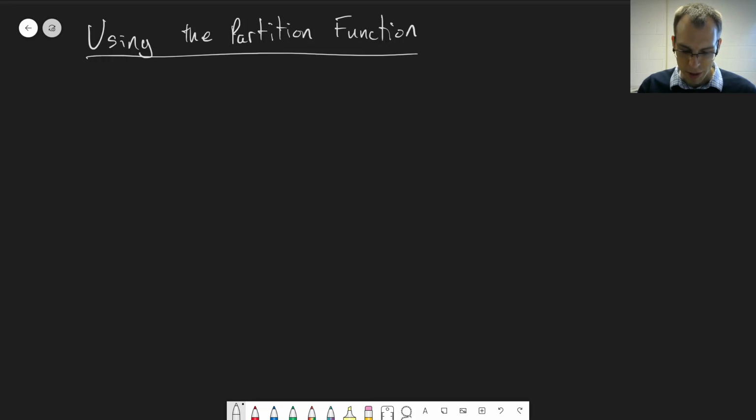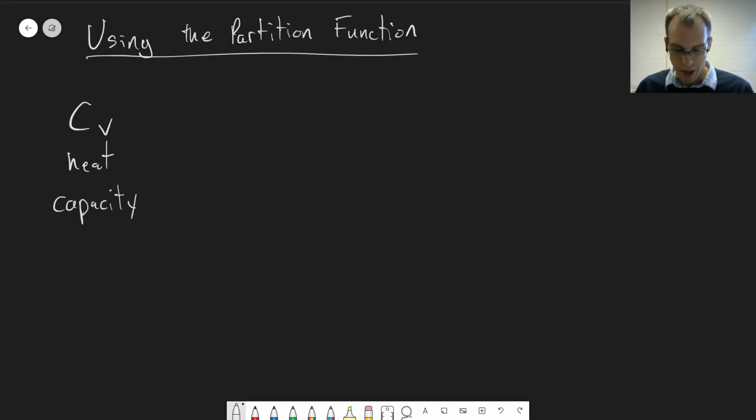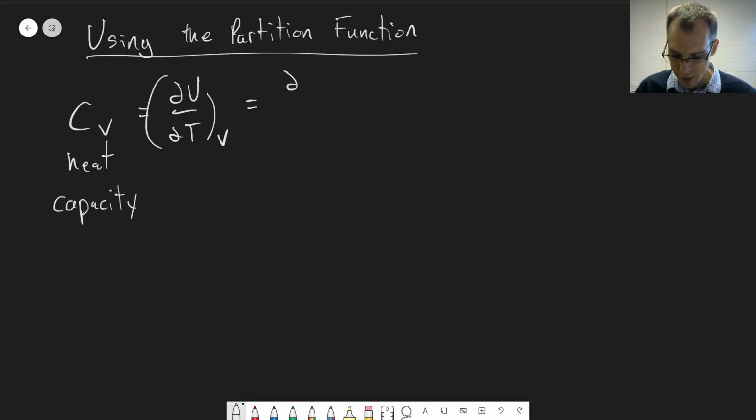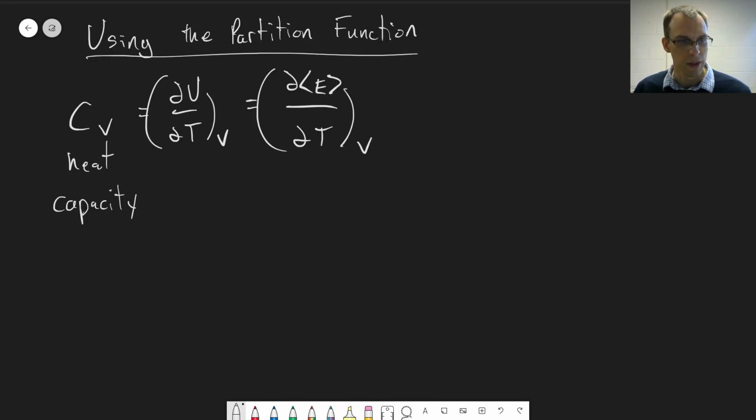Well, one pretty simple one is the heat capacity. This is something we have discussed in the thermodynamics section of this class. Just as a reminder, this is equal to dU/dT at constant V. What's our change in internal energy as a function of temperature, keeping the volume constant for the constant volume heat capacity? And since we said that the internal energy that we observe is equal to the average energy, we can say this is the same as d(average energy)/dT holding V constant.